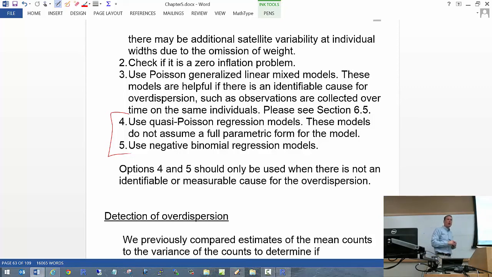And 4 says use what's called a quasi-Poisson regression model. You can guess from the name quasi, you're doing the same things as Poisson regression, but not quite. And we're going to spend some time talking about that shortly. Another alternative is to use what's called a negative binomial regression model. From another course, you might have heard of a negative binomial probability distribution. Well, instead of using a Poisson distribution for your regression model, we're going to use a negative binomial distribution instead. And this distribution can help account for this extra variability that's potentially present.